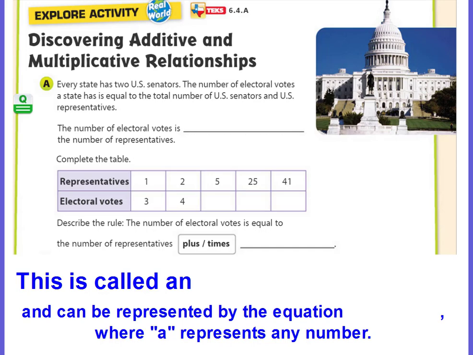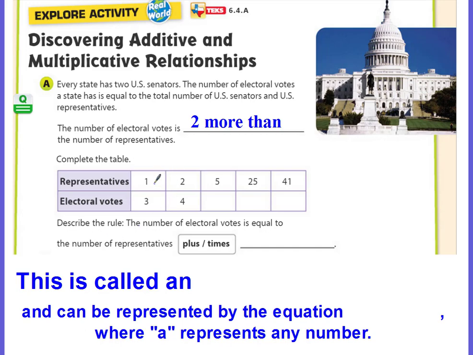Every state has a number of electoral votes, and it's dependent on the population of the state. So every state in the United States has 2 senators. That's a given. But the population, the size, determines the number of representatives. So to get the total number of electoral votes, you're going to add 2. The number of electoral votes is 2 more than the number of representatives. This 2 is the 2 U.S. senators that every state has. So we want to complete the table.